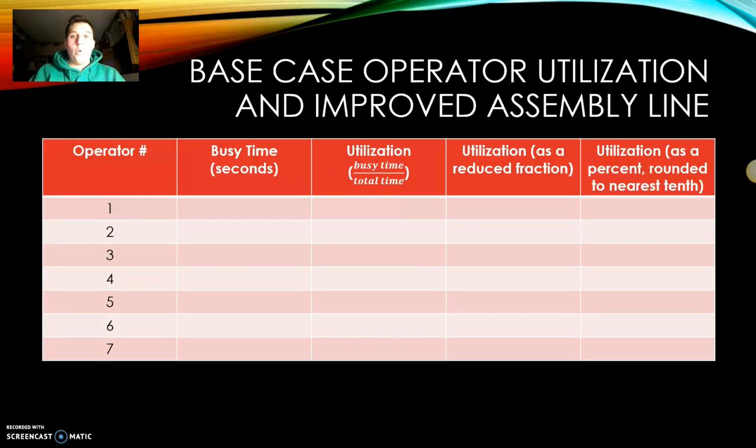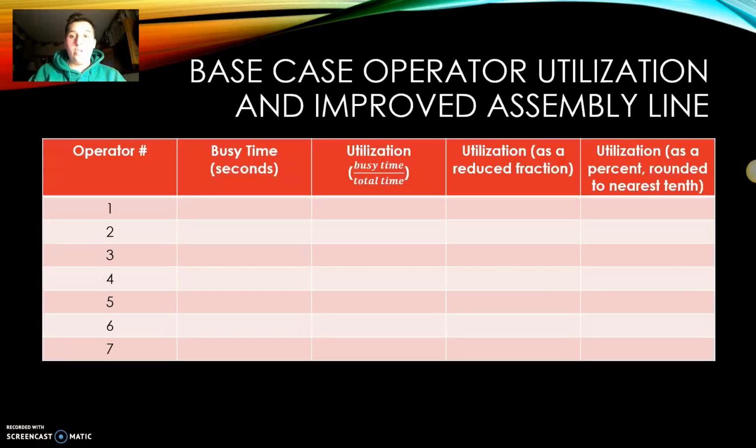And once you and your group determine how you're going to modify the assembly line process, you're going to need to do this chart over again to show how now each operator is utilizing their time and the percentage of time that they are working. You may have to add in some extra rows to your table if you've added more operators, which is a possibility.